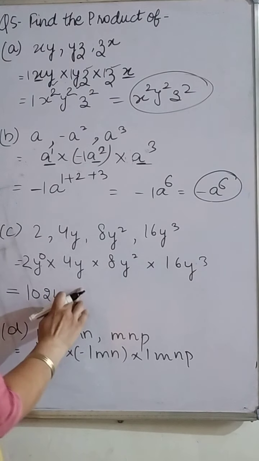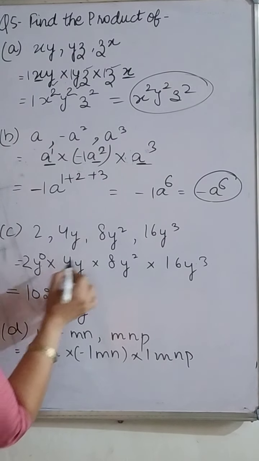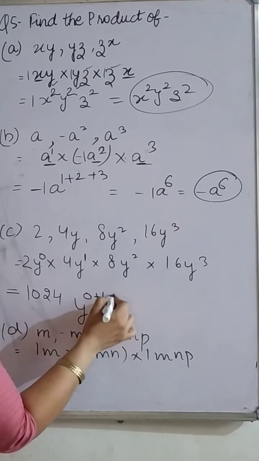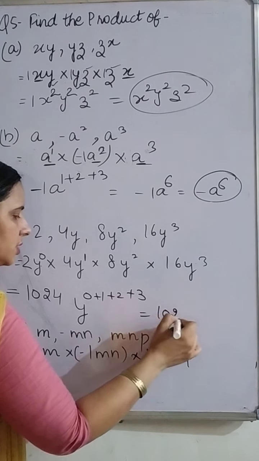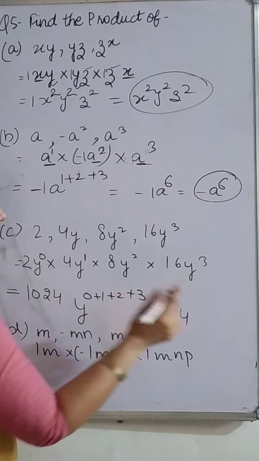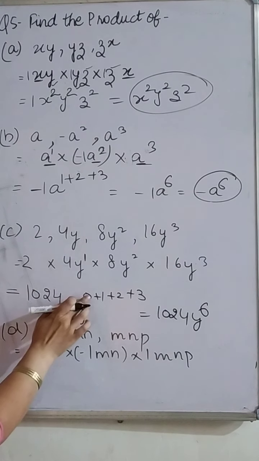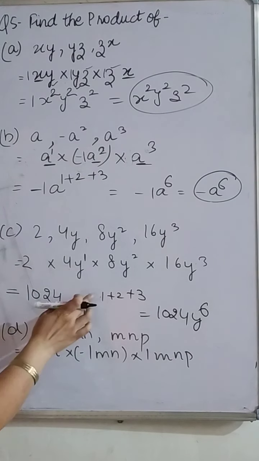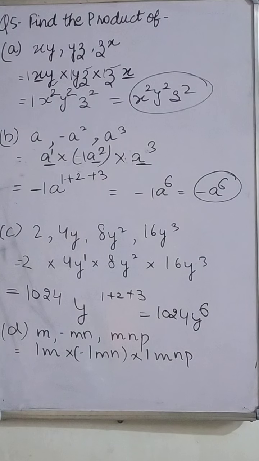Now y raised to power 0, y raised to power 1, y raised to power 2, y raised to power 3. We are multiplying terms with same base. So base remains same and we add the powers. Power 0, this y raised to power 1 by 1 time, then next 2 times and the next 3 times. So this is 1024 and now this is 0 plus 1 plus 2 plus 3, 6, y raised to power 6. If you don't write, then no problem. And you can write y raised to power 1 plus 2 plus 3, y raised to power 6.